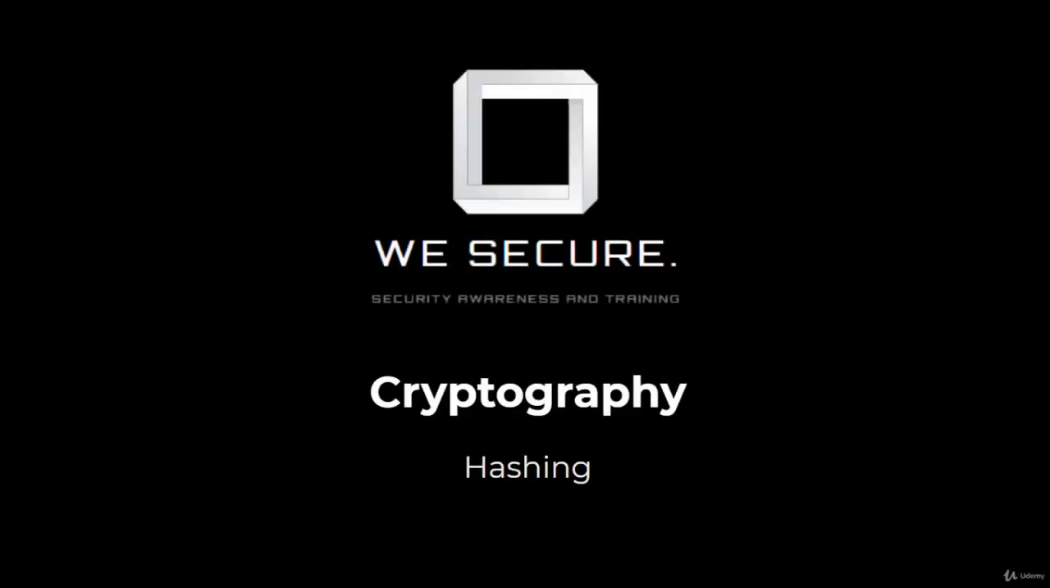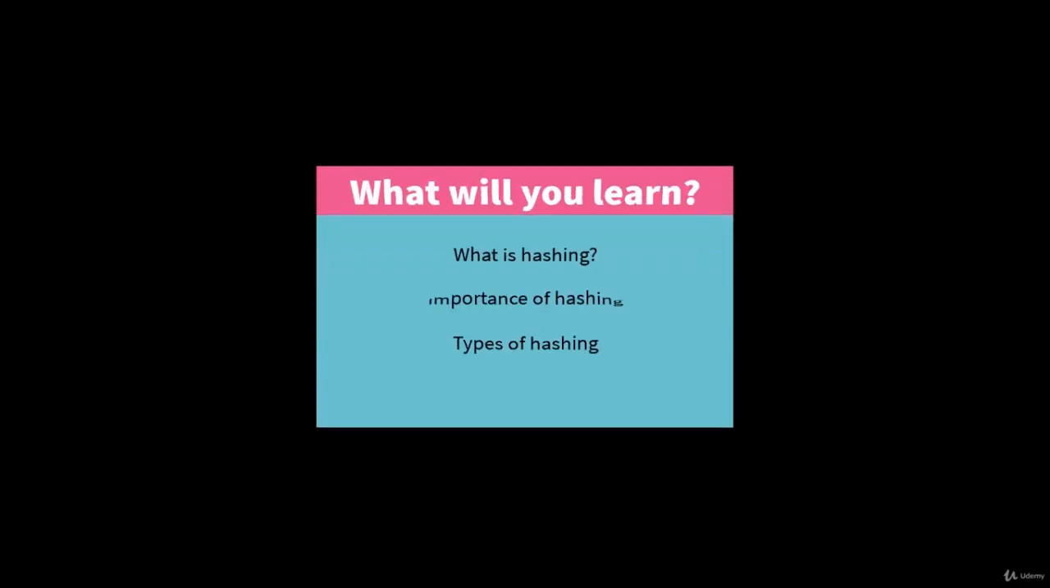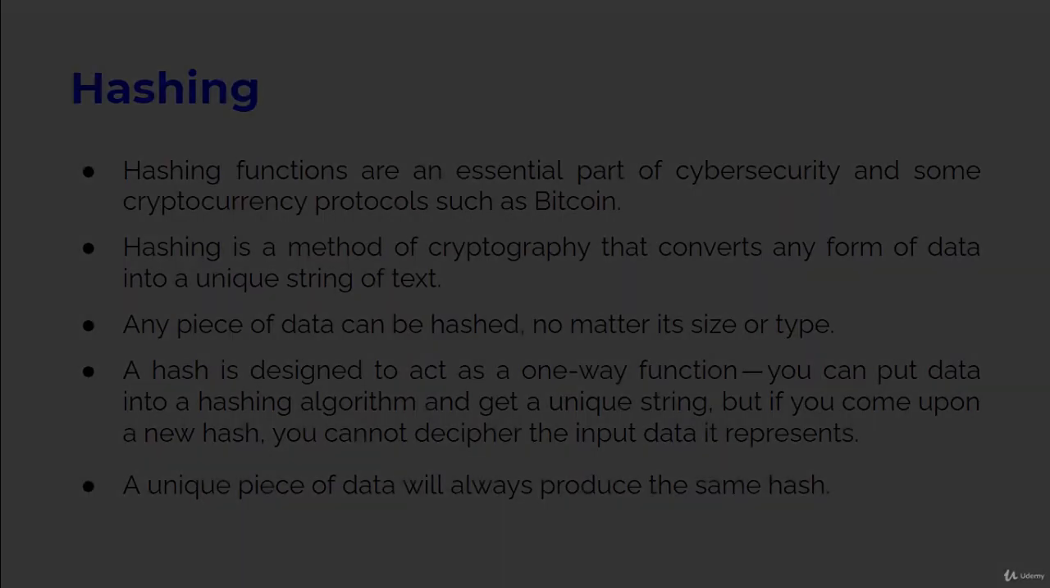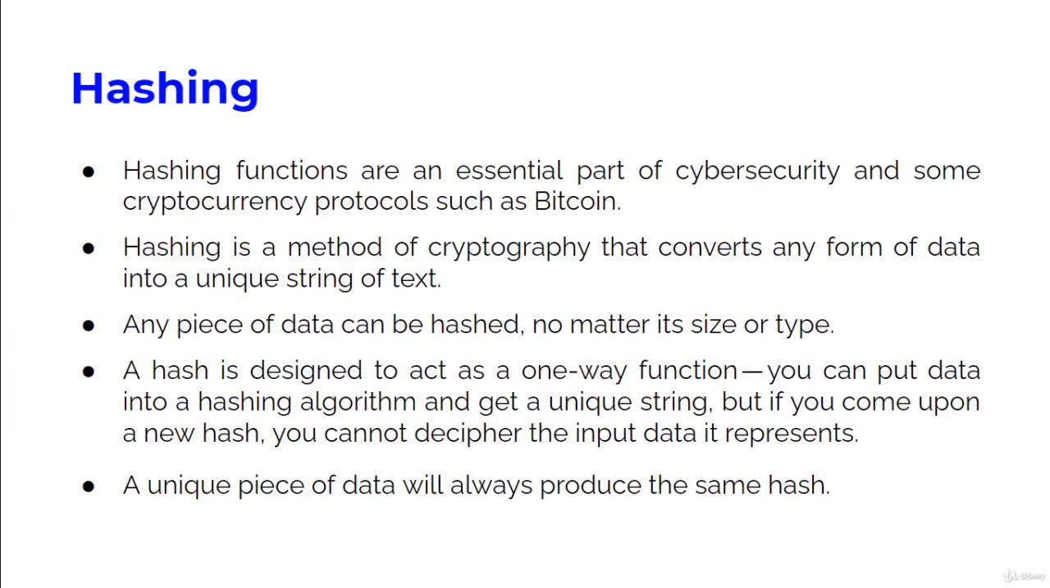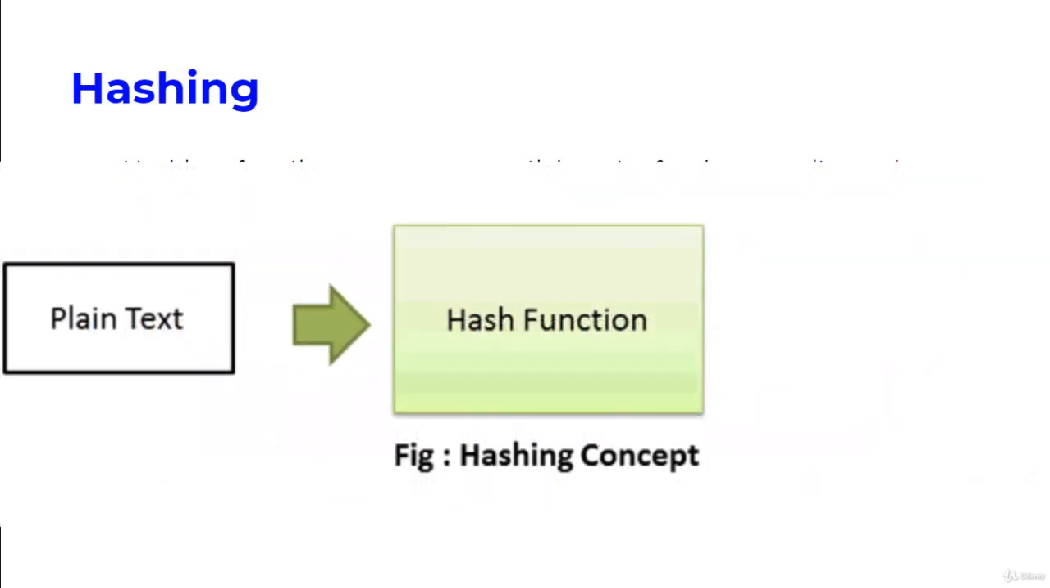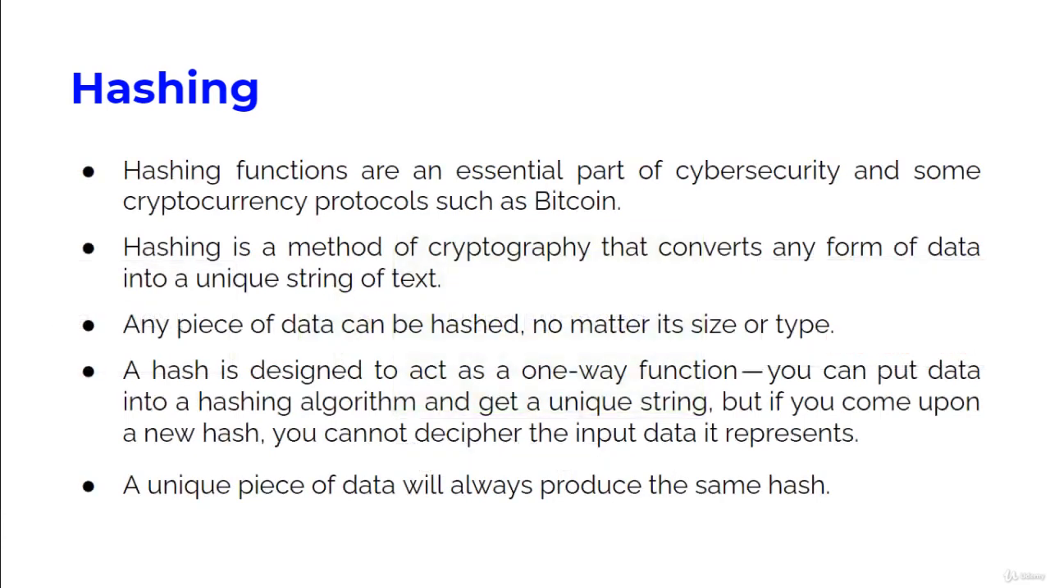Let us begin with the last lesson in cryptography. In this video, we will discuss what is hashing, importance of hashing, and types of hashing, that is MD5 and SHA. A cryptographic hash function is a hash function which takes an input like a message and returns a fixed size string of bytes. The string is called the hash value, message digest, digital fingerprint, or checksum.